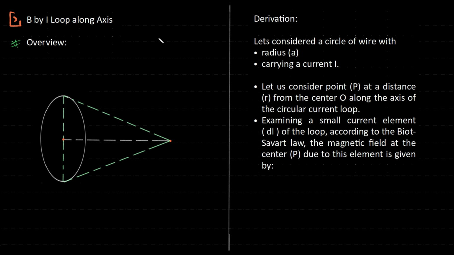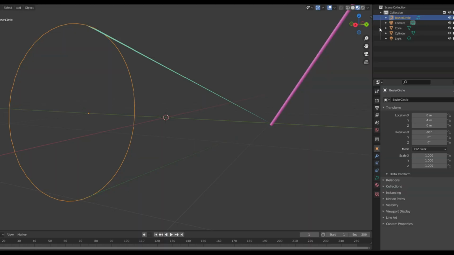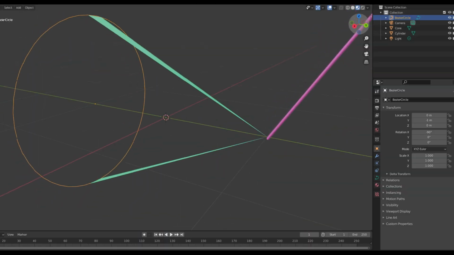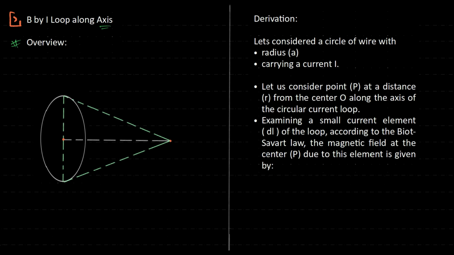So let's consider a circular loop again, and we have a point on the axis. Let me show you what an axis is. We have the same circle, and we have this green line passing through the center. That's your axis. So here OP is your axis, and P is the point at which we are trying to figure out the magnetic field. If AB is your diameter, OP will be a line that is perpendicular.